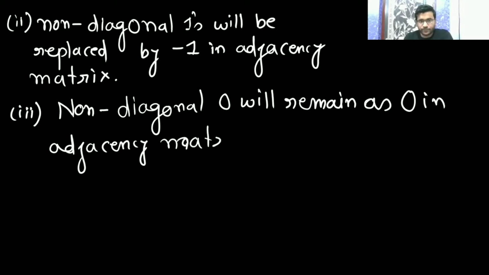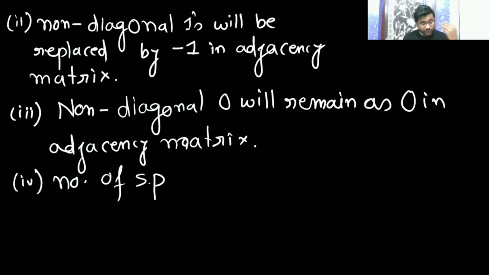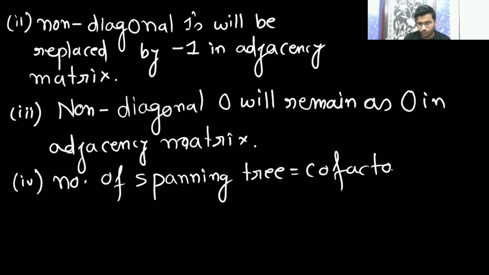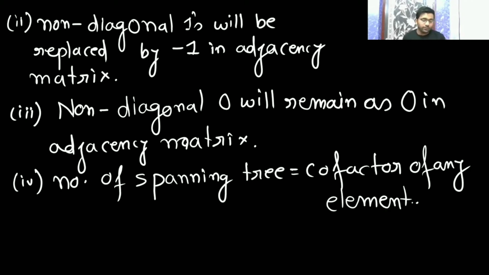Then the fourth step is the number of spanning trees. The number of spanning trees is going to be the cofactor of any element. Okay, so these steps we are going to follow one by one, and we will get the number of spanning trees for a given graph. If you're done with the writing, then you can let me know, then I will take the example.